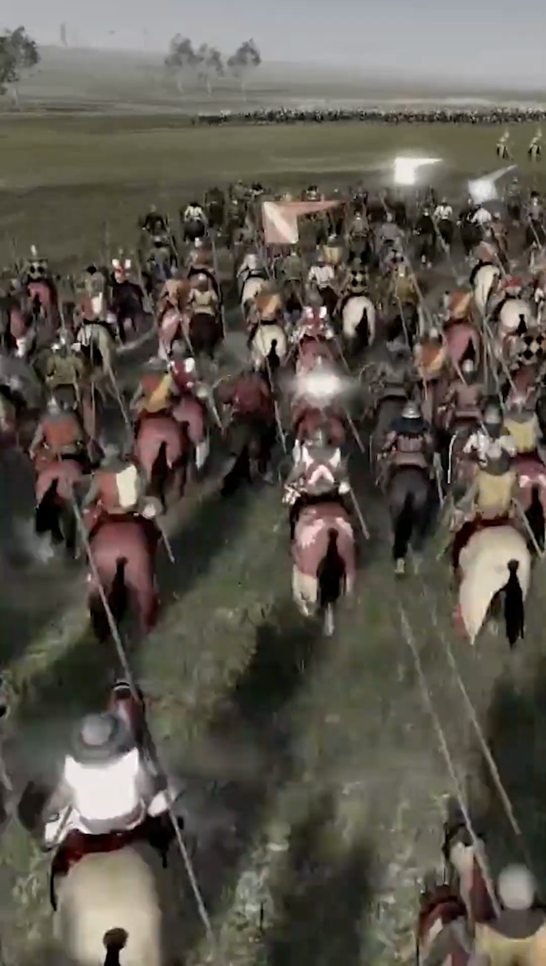So let's get to the actual battle. Now, the battle itself is very interesting because it's actually not that remarkable.